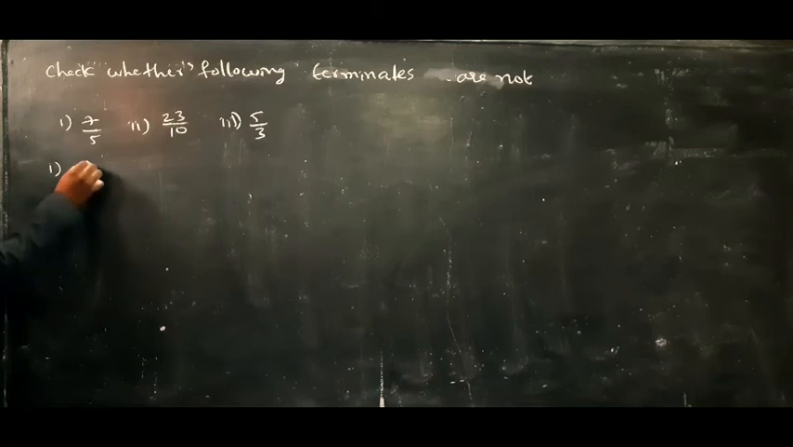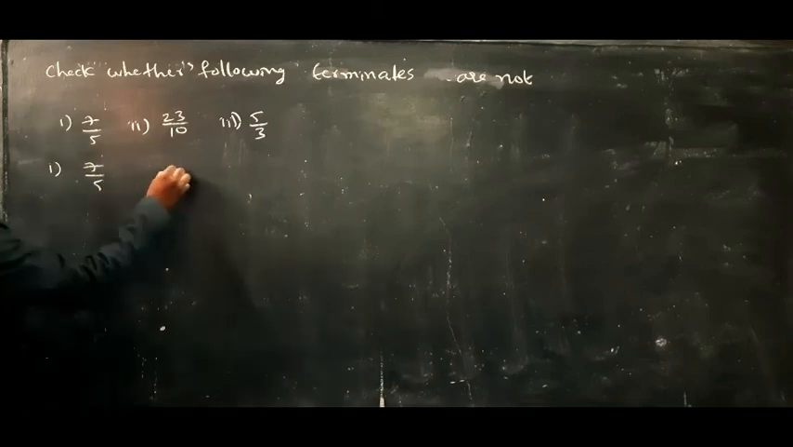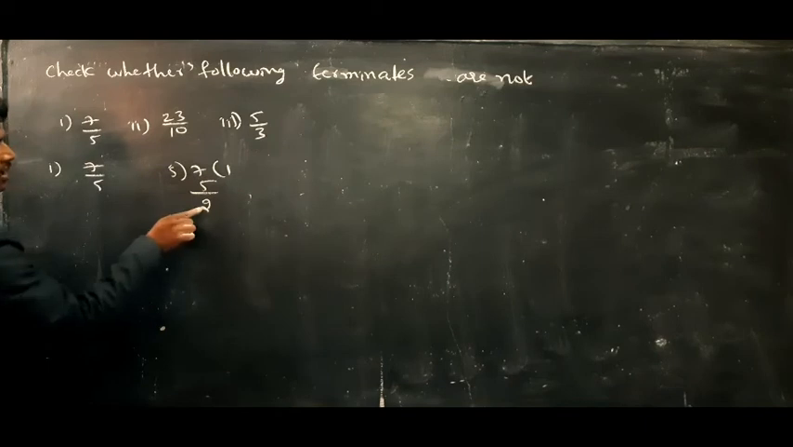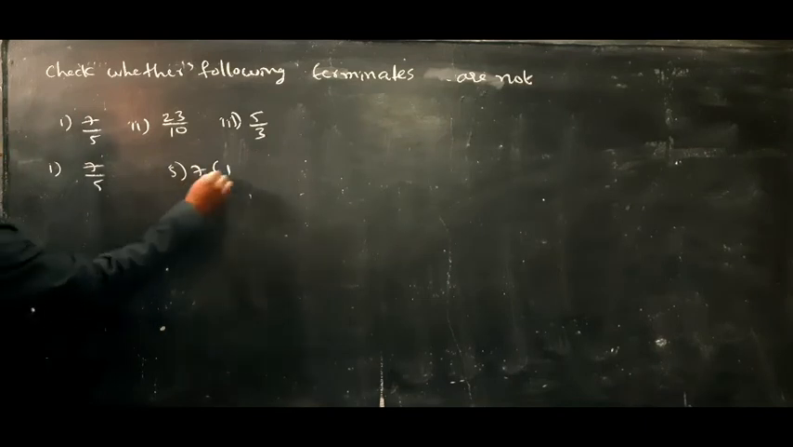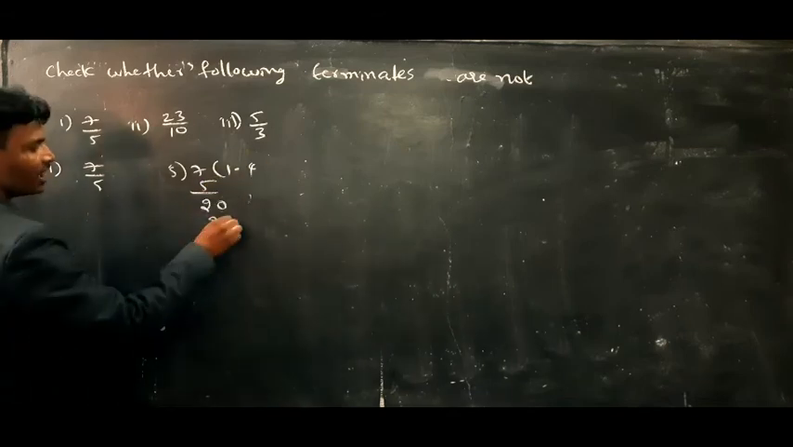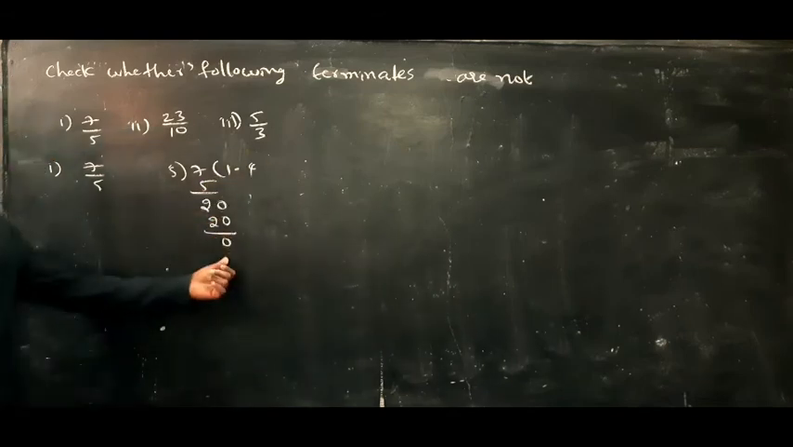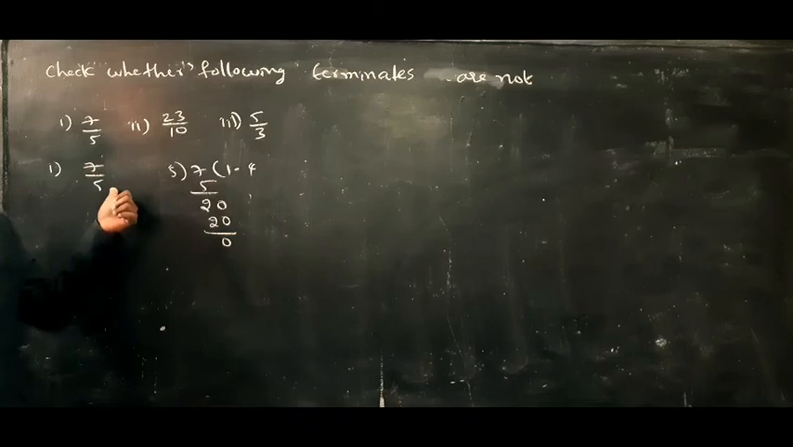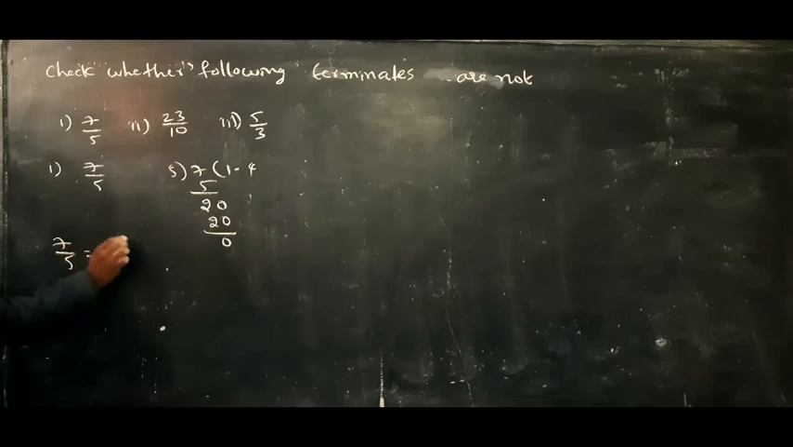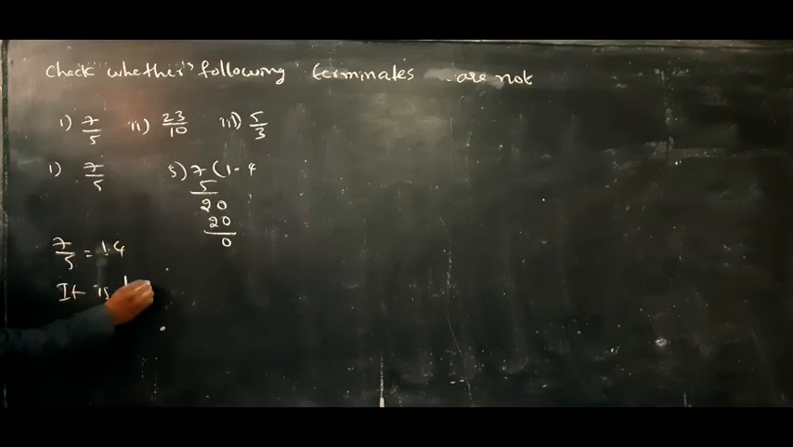What is the first question? 7 by 5. 5 ones are 5, remainder 2. See here, remainder less than the divisor. Now take a decimal and keep 0 here. 5 4s are 20. What is the final remainder? 0. So it is a terminating decimal. 7 by 5 we can write as 1.4. It is a terminating decimal.